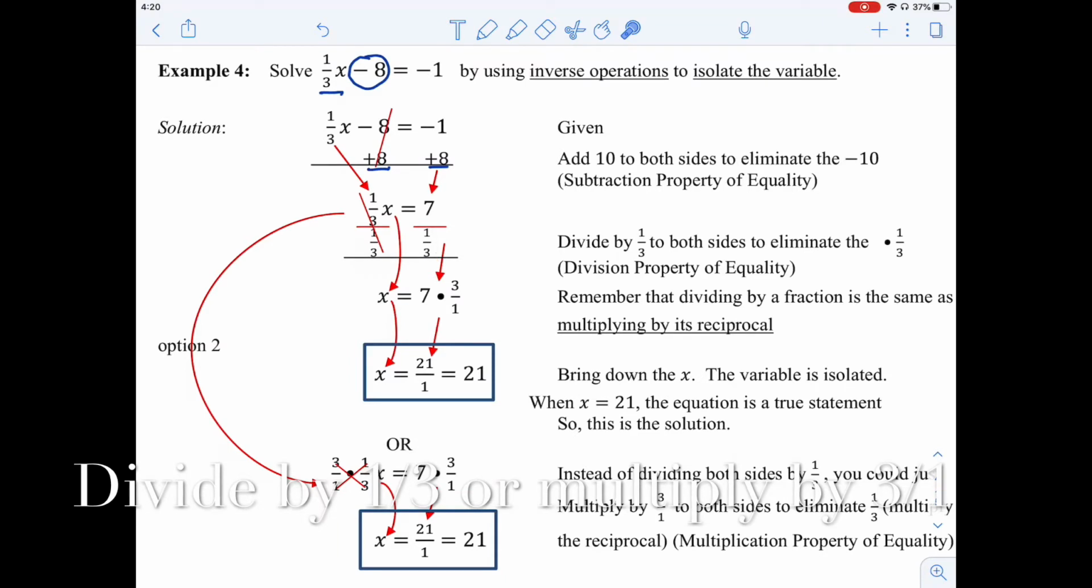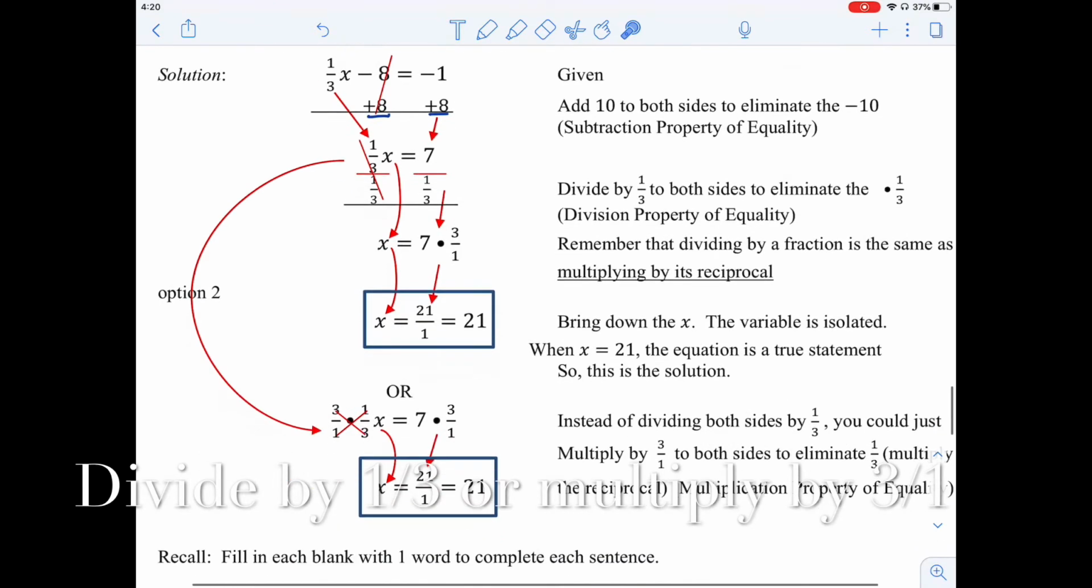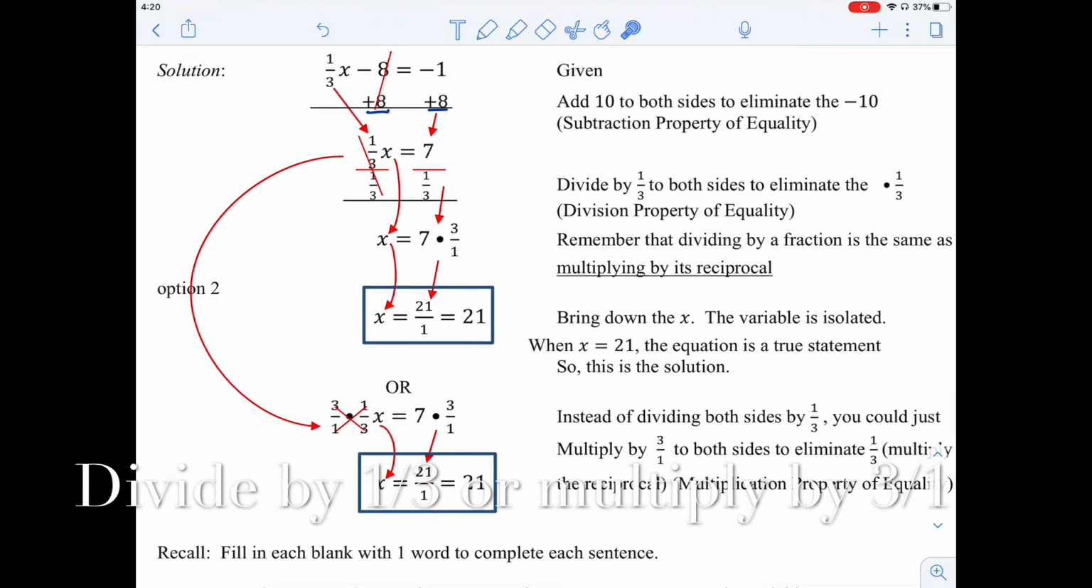Remember, dividing by 1/3 is the same as multiplying by its reciprocal. Right? Keep, change, flip. You're going to multiply 7 times 3 over 1. The reciprocal of 1/3 is 3 over 1, and we should know this. So 7 times 3, 21. And then you just make it over 1. Multiply across. 1 times 1, 1. 21 divided by 1 equals 21.